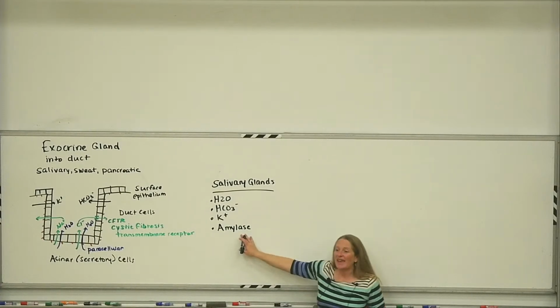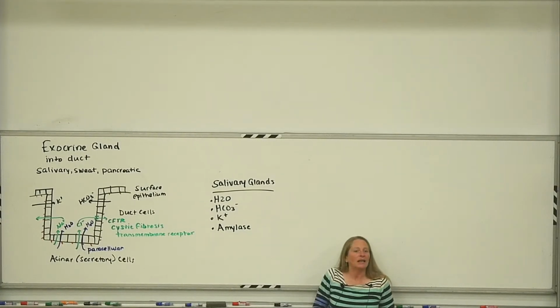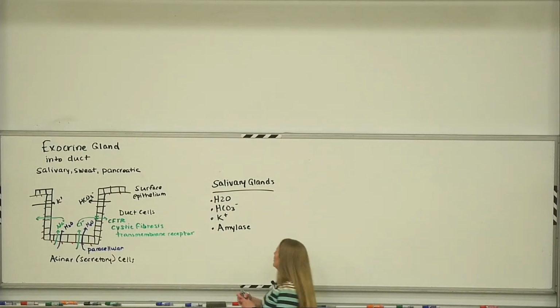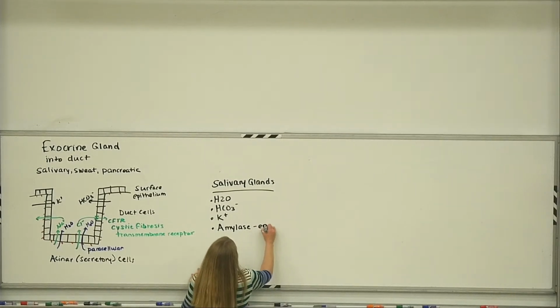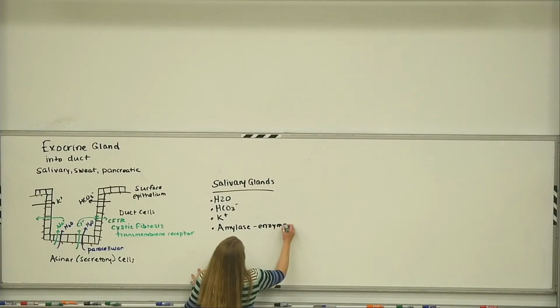So remember, anytime you see ACE, that just means an enzyme. And amyl is something similar to what we talked about yesterday. We talked about amylose and we talked about amylopectin. Both of them were starches. So amylase is an enzyme that breaks down starches.